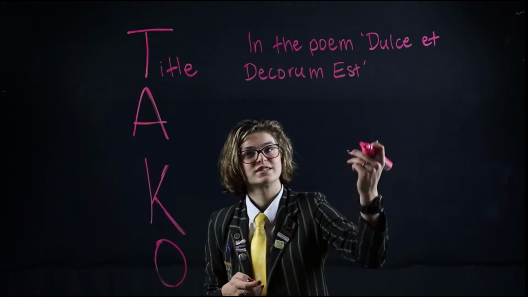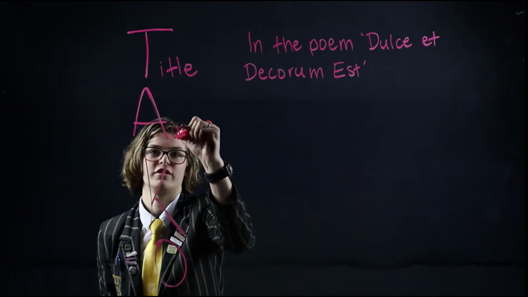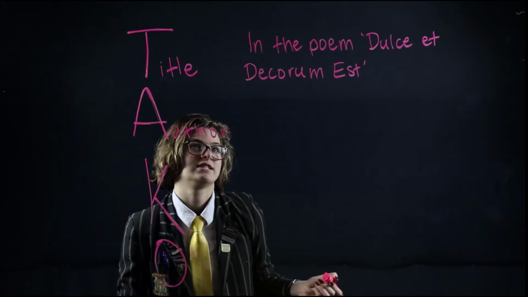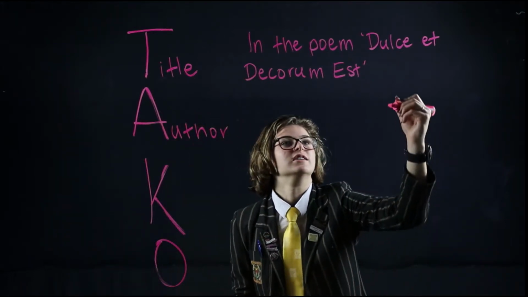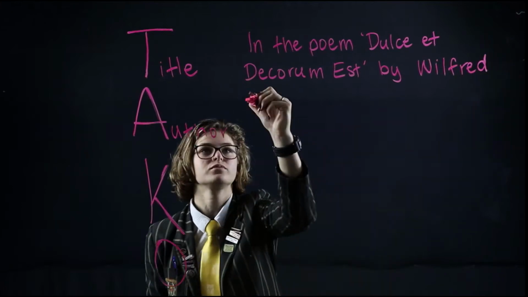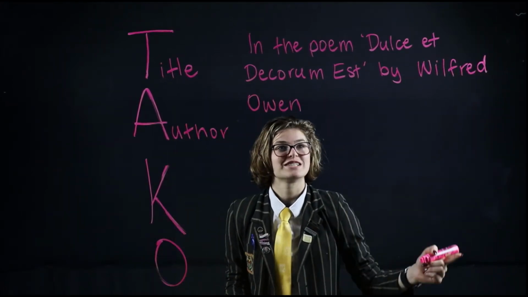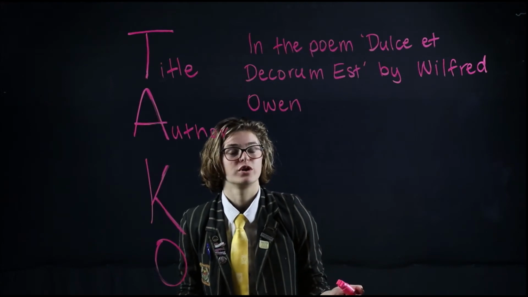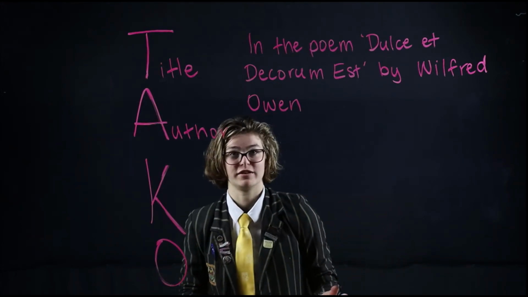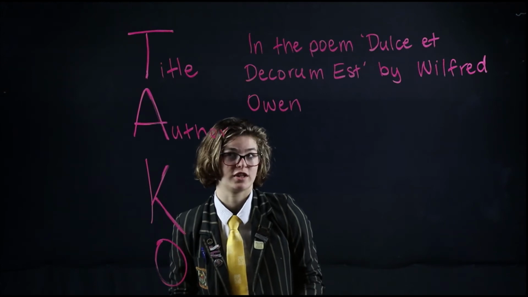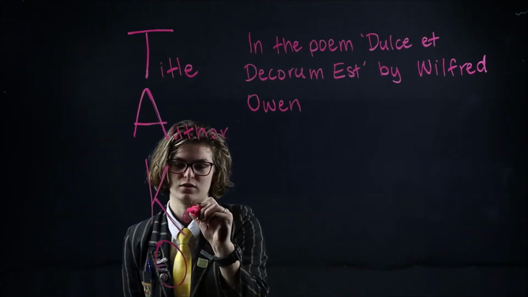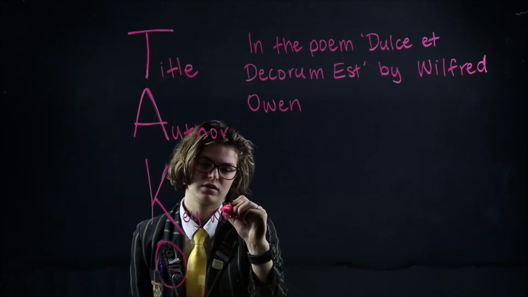Next, we want to do the author, or if you are doing it about a movie, then you can do the director instead. So this part's quite easy, you just add on to the end of it, by Wilfred Owen, he's the author of that poem, or you can write directed by and then have the director's name if it's a movie that you're doing. Next up we have our key ideas or key words.